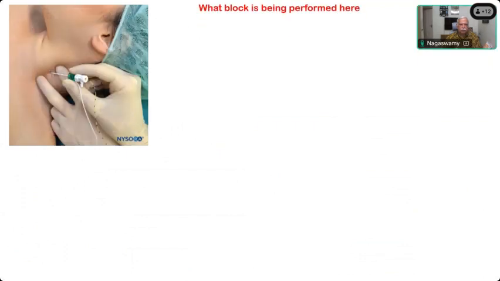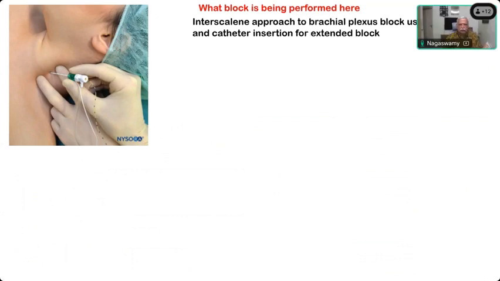What block is being performed here? Interscalene block. Very good. Interscalene approach to brachial plexus block using a peripheral nerve stimulator and catheter insertion for extended block. As you see, this is the nerve stimulating needle with the mark. This is the catheter for insertion for continuous block.